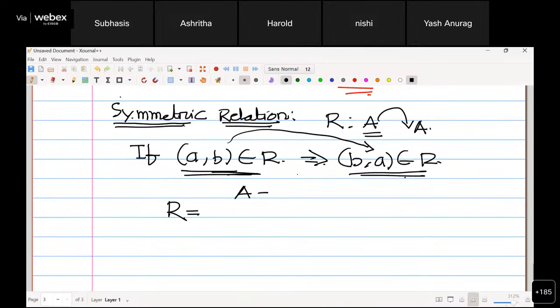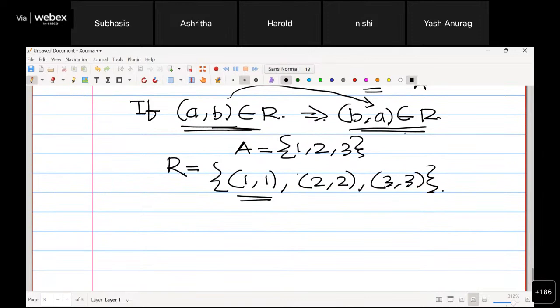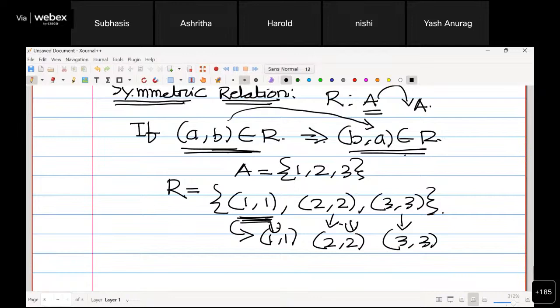So again let me take 1, 2, 3. First tell me whether this relation is a symmetry relation. Yes, sir, certainly this is a symmetry relation. Because if I flip 1, 1, I'll get 1, 1, which is in my R. If I flip 2, 2, I will again get 2, 2, which is also in R. If I flip 3, 3, I will get again 3, 3, which is also in R.